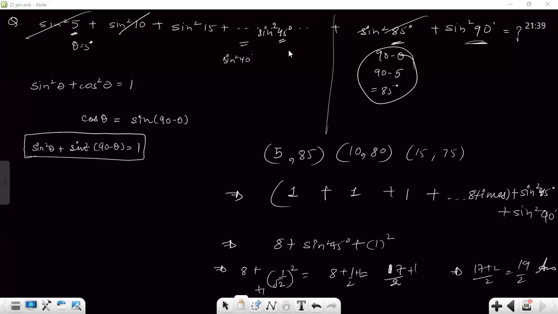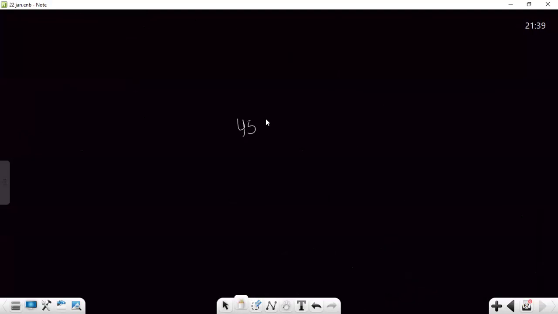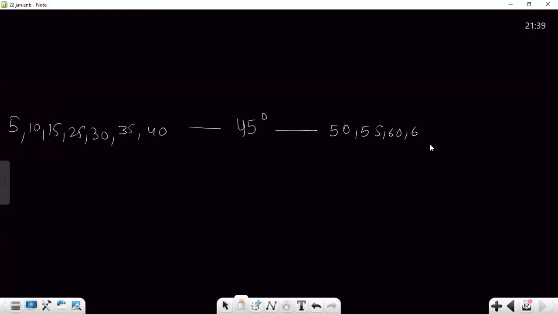I hope that is clear, how 45 is acting as the midpoint. Let me explain here on a fresh page. All the terms like 5, 10, 15, 25, 30, sorry. After 30 comes 35 and then 40, 45, then 50, 55, 60, 65, 70, 75, 80, 85, and then 90.